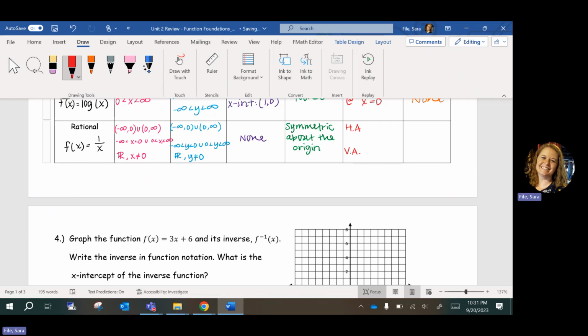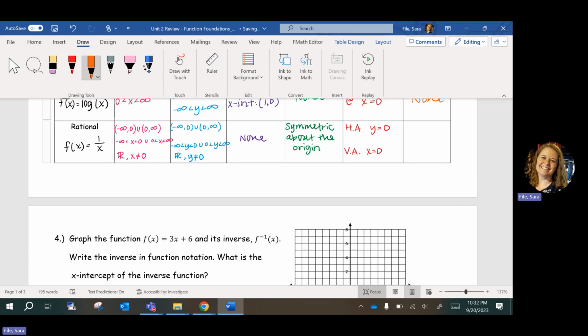And I have to remember which one's x equals and which one's y equals. So it's the axis that you cross. So when you have a vertical line, you cross the x-axis. So this is x equals 0. When you have a horizontal line, you cross the y-axis. So this is y equals 0.